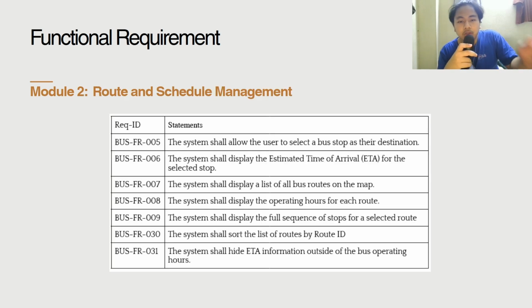So for module number 2, it's about schedule management. All of this is about how the system must handle their routes and what information they need to display, how they can sort the list of routes, and when they should hide the information.